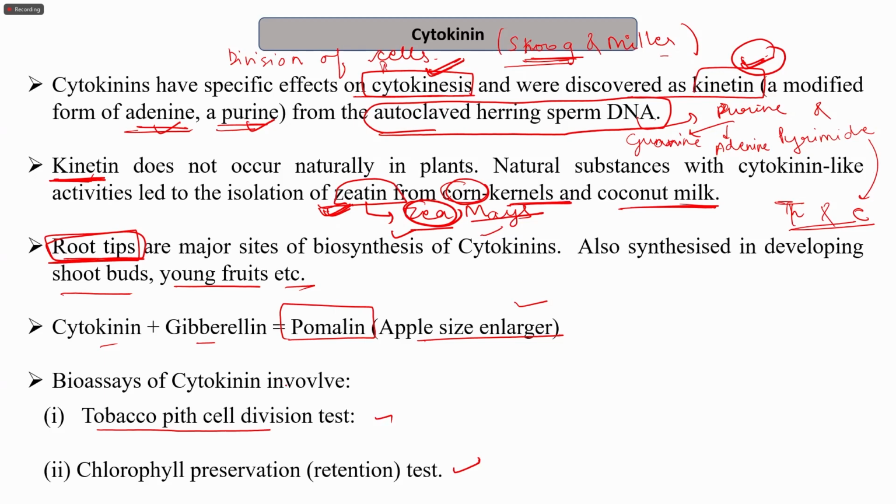So for auxin, we had the root growth inhibition test, and then we also had the Avena curvature test. And for cytokinin, we have tobacco pith cell division. This cell division means cytokinesis, right? So tobacco pith cell division test and chlorophyll retention test.